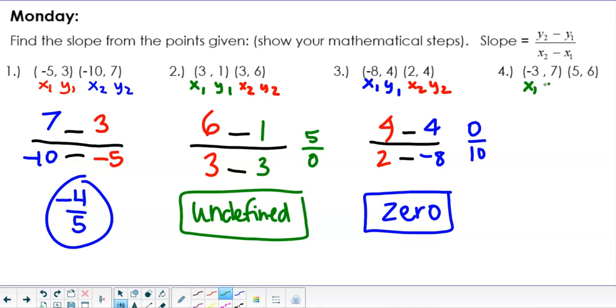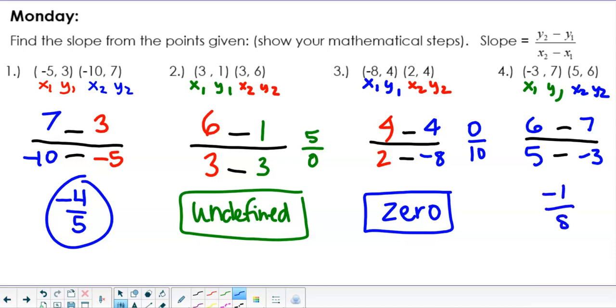Last one, x1 and y1, x2 and y2. Giant subtraction fraction, y minus y over x minus x. This one gives us negative 1 over 8.